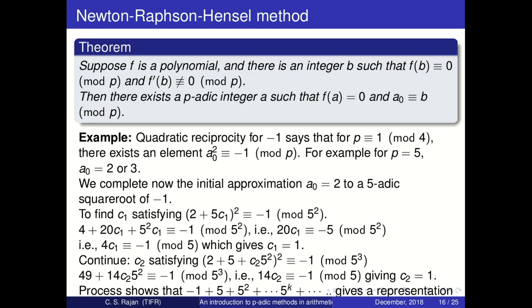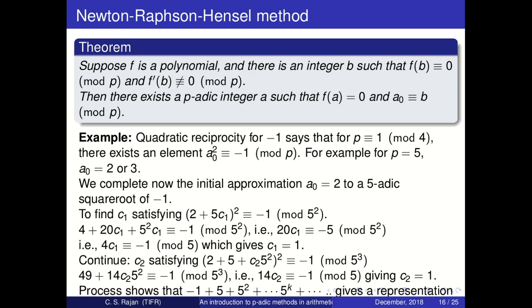I don't know whether I got the spelling of Raphson correct. It's probably wrong. But so the question is, suppose f is a polynomial and there is an integer b so that f(b) is congruent to 0 mod p. So as I said, the solutions mod p to the power k are considered approximations. Now we are saying there is an approximate solution b to this polynomial equation, and I know the derivative is non-zero.